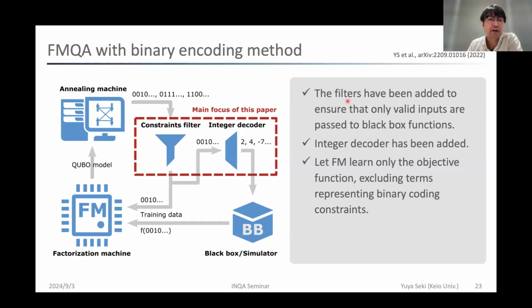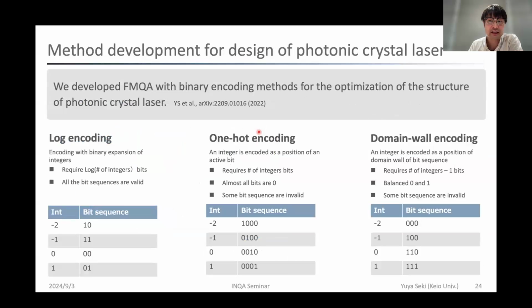To apply FMQA to the photonic crystal laser, we needed to improve the FMQA by using integer decoders. Here is a workflow of FMQA for the photonic crystal lasers. In addition to the original components such as the black box function, factorization machines and annealing machines, we needed to consider the constraints filter and integer decoders. As integer decoders, we considered log encoding, one-hot encoding and domain wall encoding.